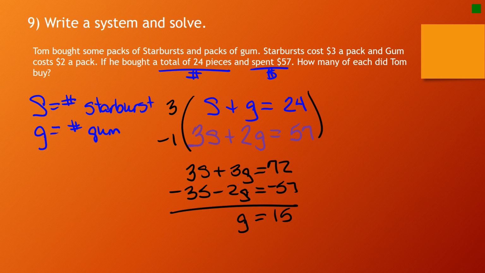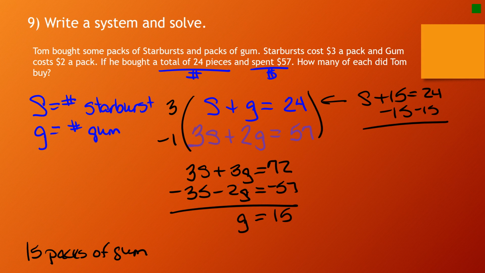So now we know a pack of gum, he bought, whoops, I was going for cost. He bought 15 packs of gum. I hope he's going to share with me. I like gum. Now I'm going to put this back in this one. How many Starburst plus the 15 packs of gum for a total of 24 packs? So we subtract the 15 and we find out that there were 9. So we bought 15 packs of gum and 9 packs of Starburst.